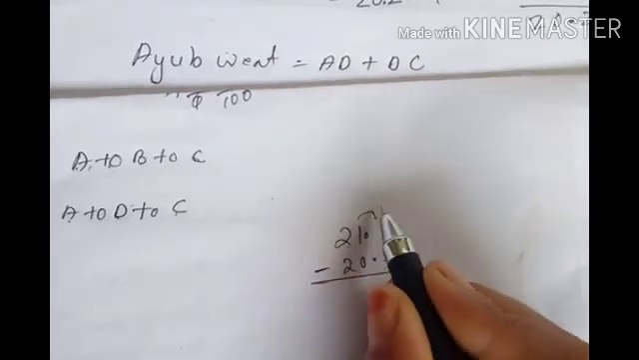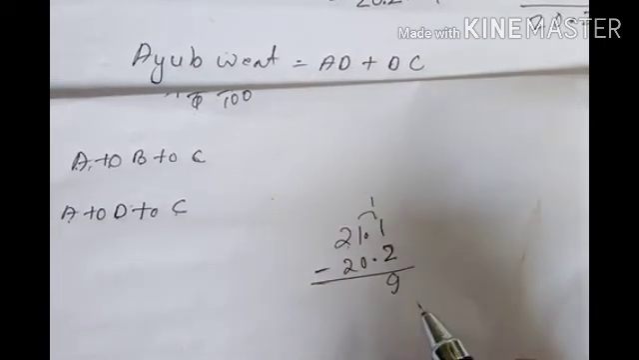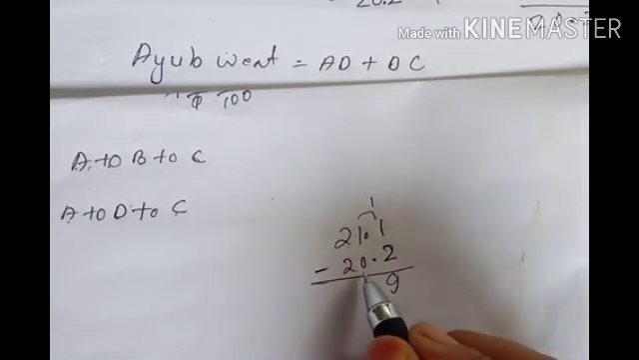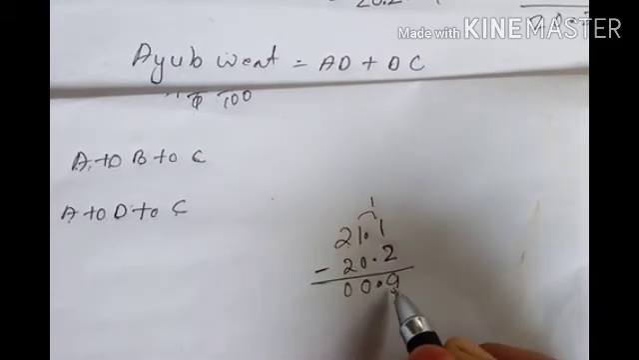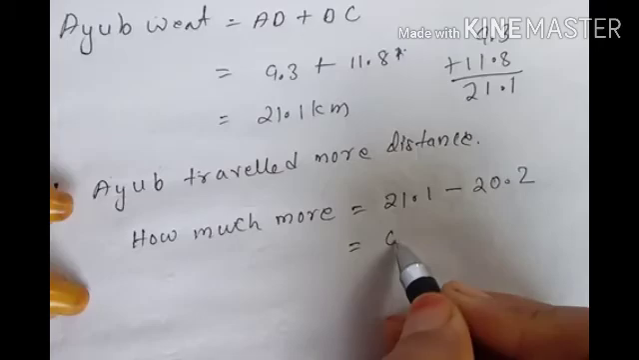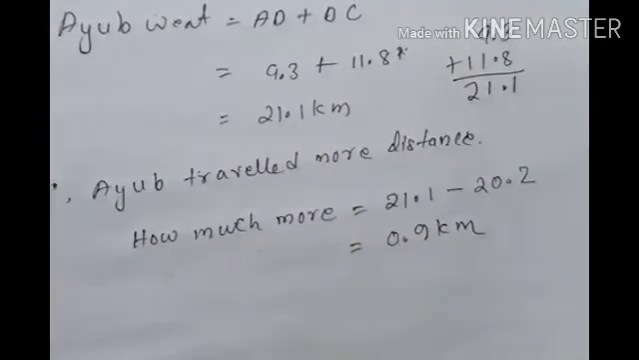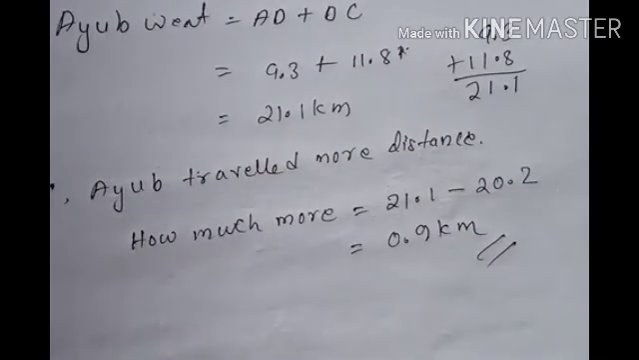So 1, you cannot minus 2 from 1. So you will take carry from here. It will become 11. 11 minus 2, how much will you get? 11 minus 2, you will get 9, isn't it? Then here what is remaining? 0. Now 0 minus 0 is 0. 2 minus 2 is 0. So 0.9. So how much is it more? 0.9. So how many kilometers more? 0.9 kilometer more. How much more is equal to 0.9 kilometer?